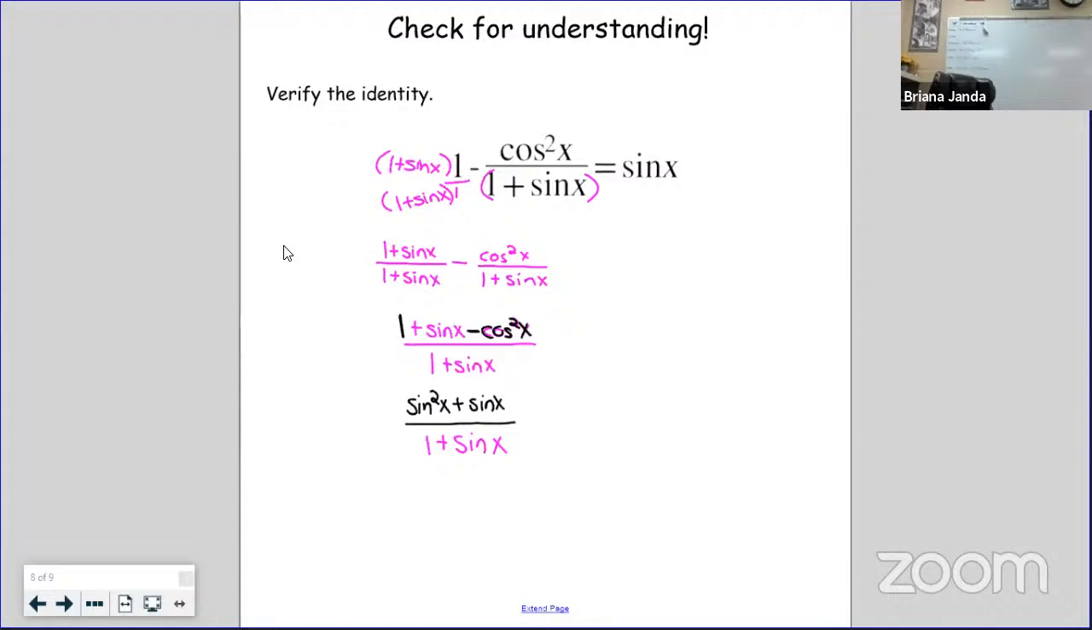Think about some of the things we talked about today. GCF. What has a GCF? Numerator, right? They both have a sine of x. Sine squared, sine, two terms separated by plus, GCF. Again, does it matter that my order is wrong here? No, it's addition, right? So now there's our key.